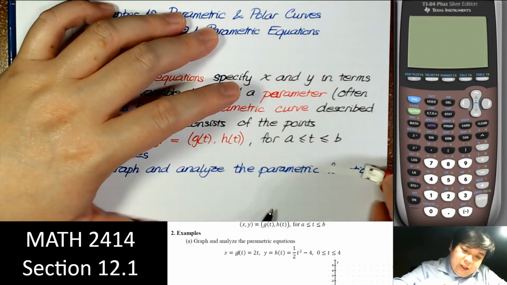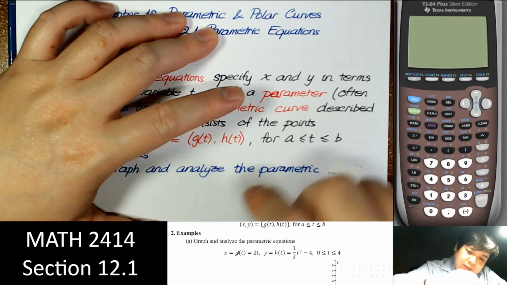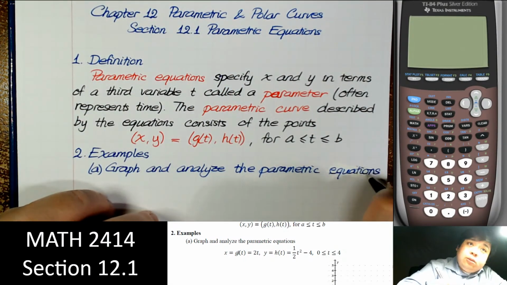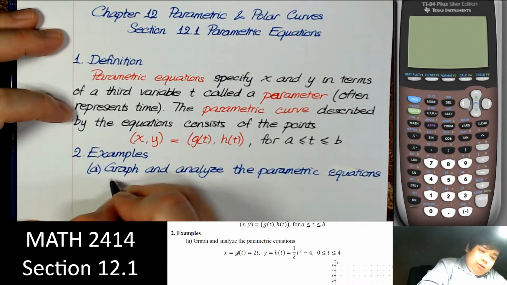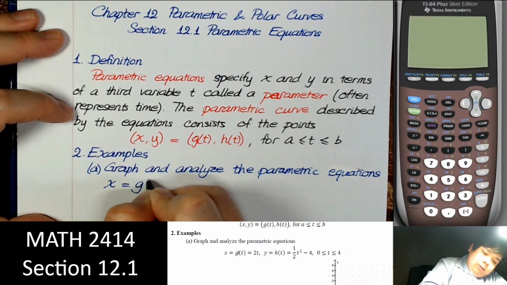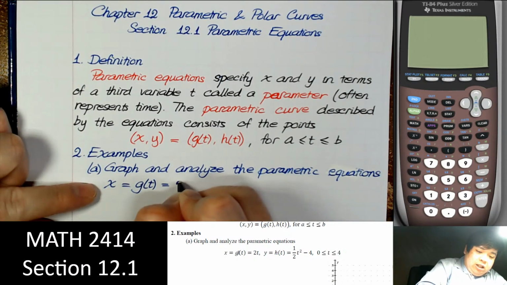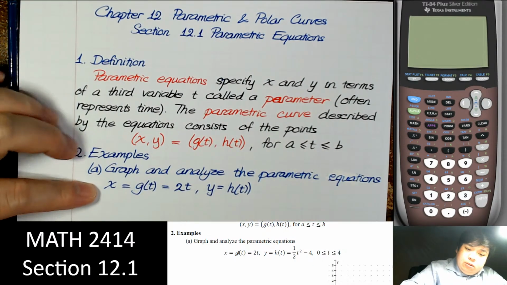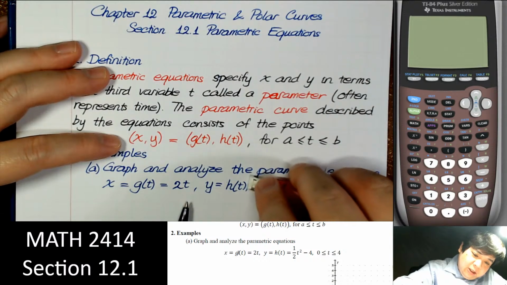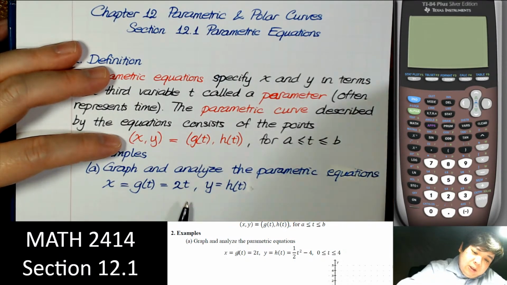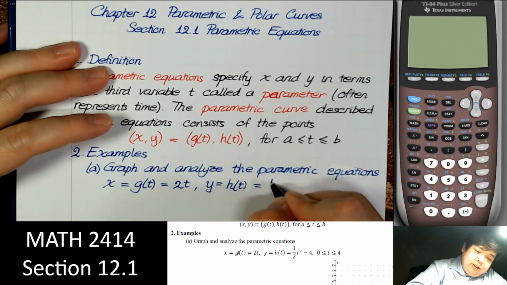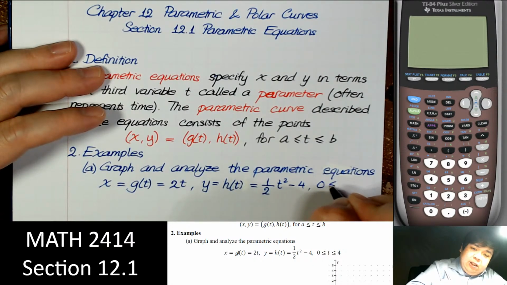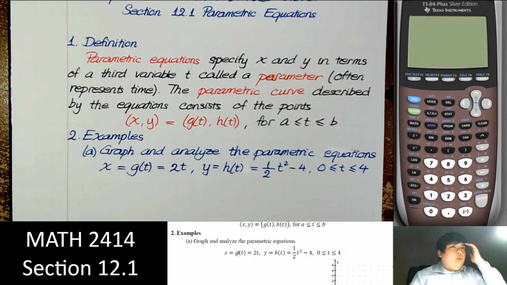Parametric equation. So x equal to 2t, y equal to 1/2 t squared minus 4, and t between 0 and 4. So how can we graph this?